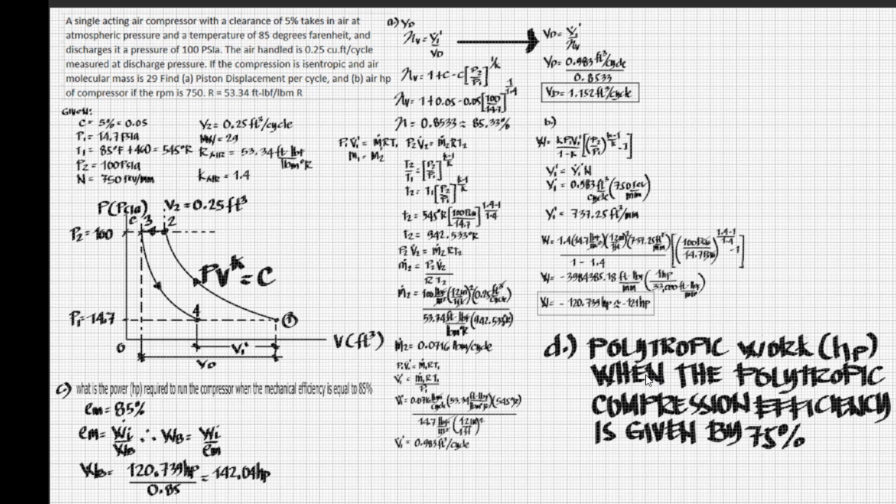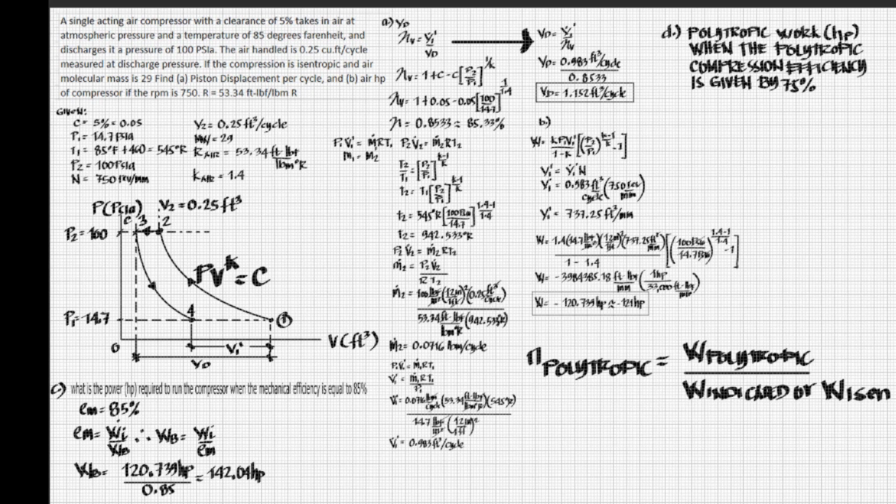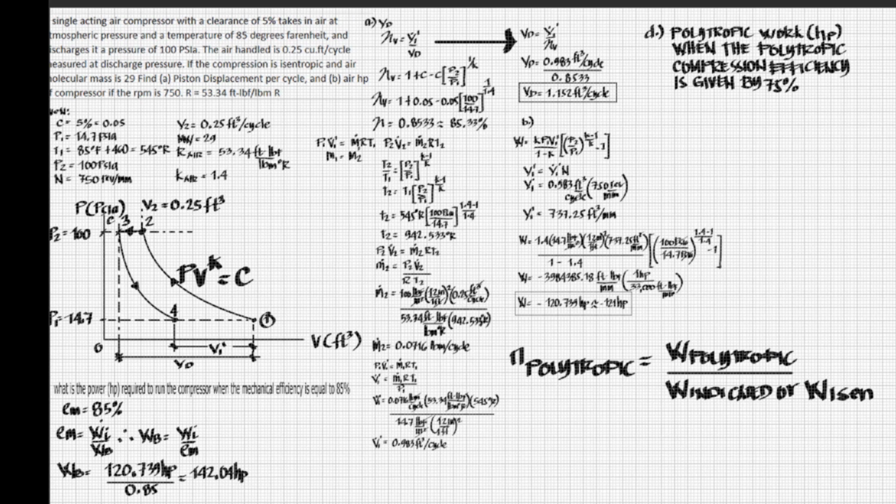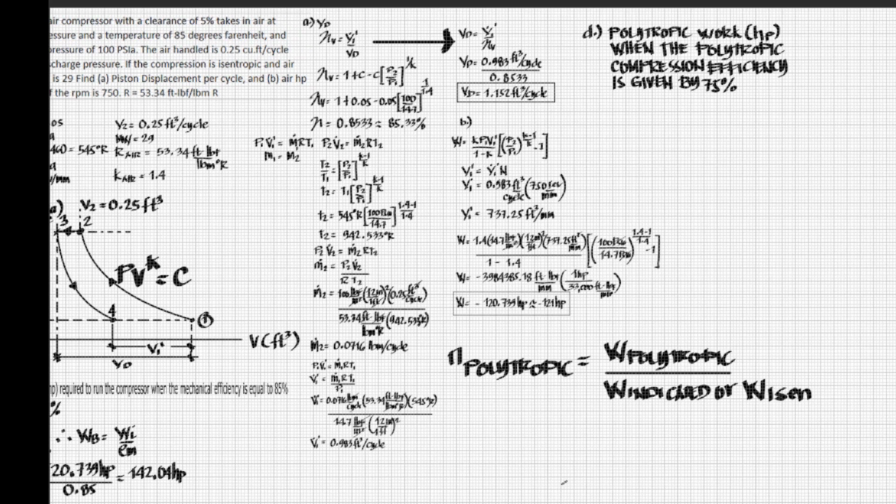Next question, letter D: what will be the polytropic work in terms of horsepower when the polytropic compression efficiency is given by 75%? We have the equation that the polytropic efficiency is equal to the work isentropic divided by the work polytropic. In letter D of the problem, the polytropic compression efficiency is given.